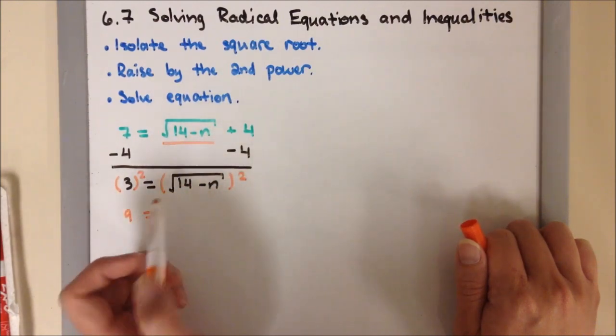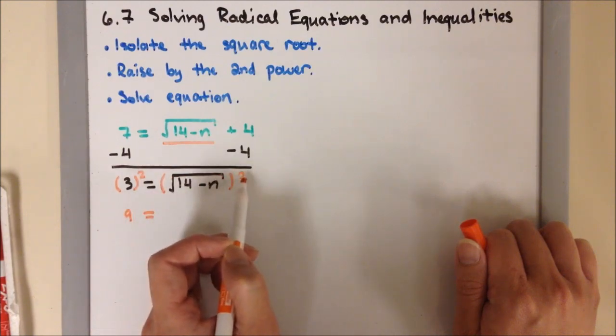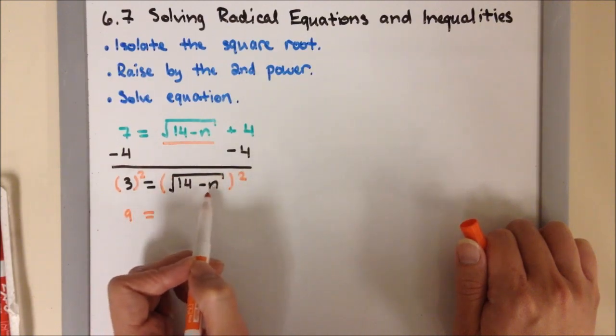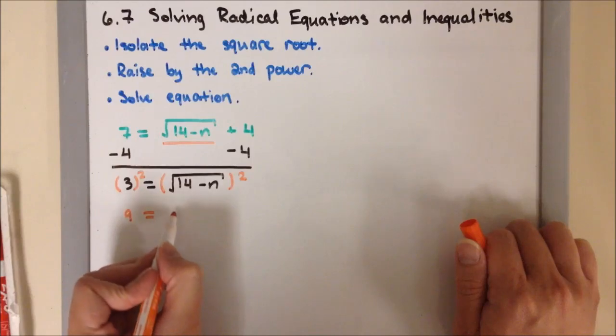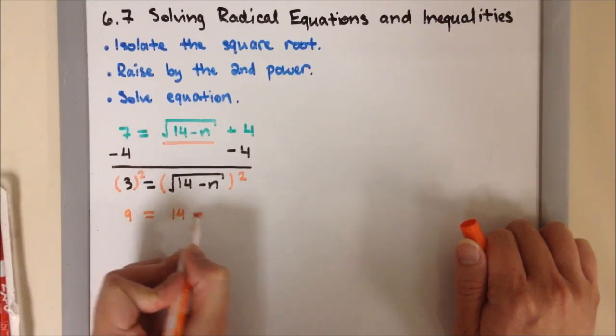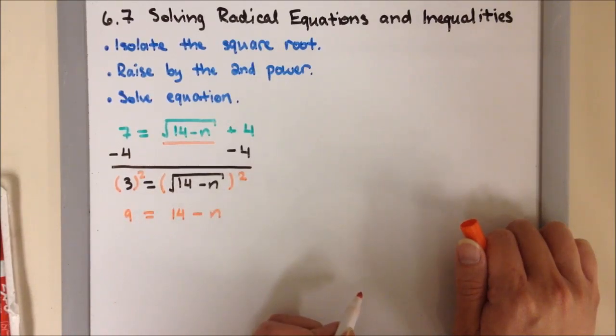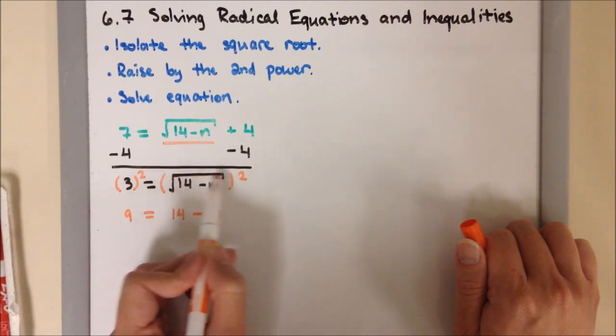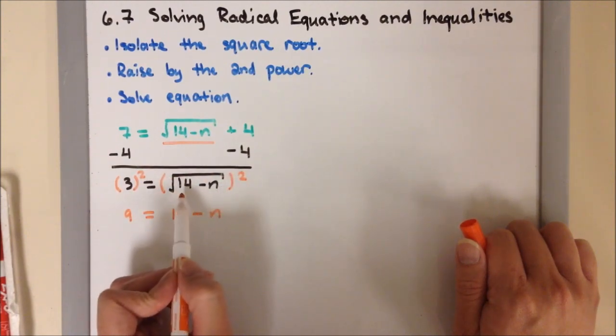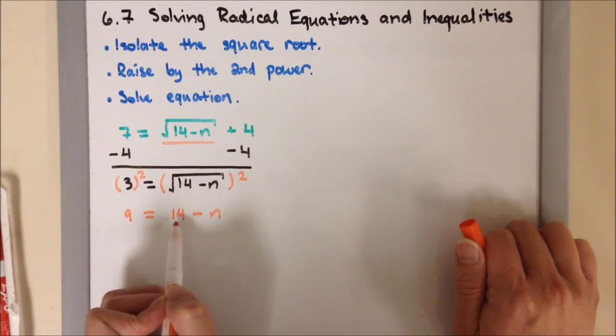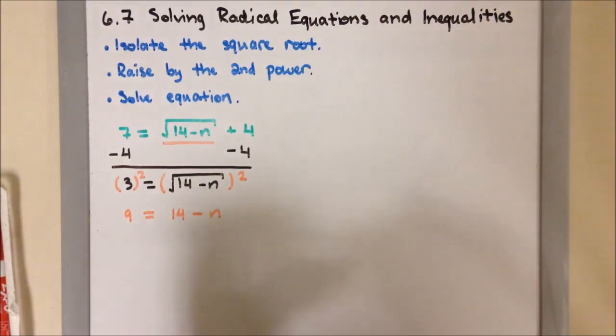So when you're raising the square root by the second power, I'm just going to write what's inside, so 14 minus n. I repeat, when I'm raising the square root by the second power, I'm just going to rewrite the inside only. So 9 equals 14 minus n.